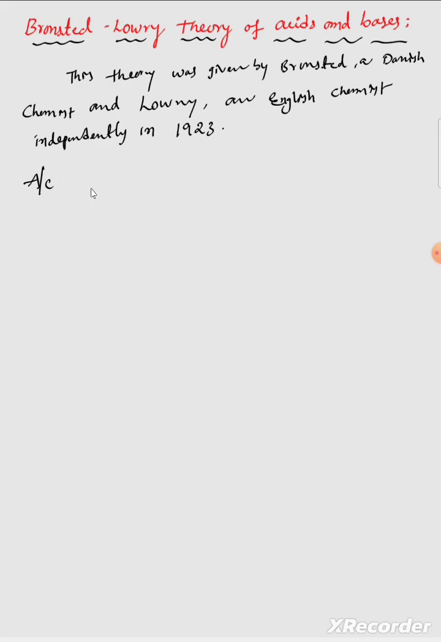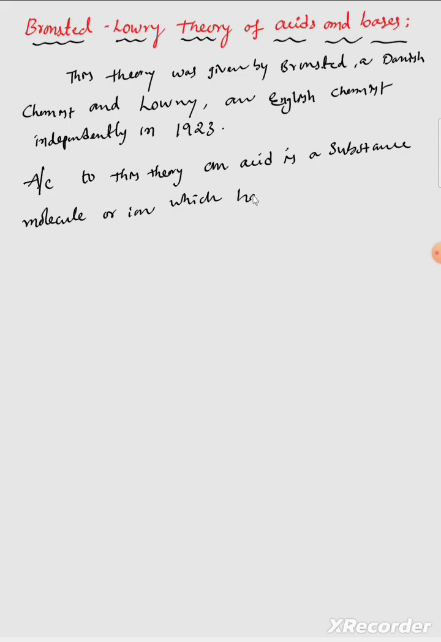According to this theory, an acid is a substance, molecule or ion which has the tendency to release a proton. Here, proton is the H plus ion.